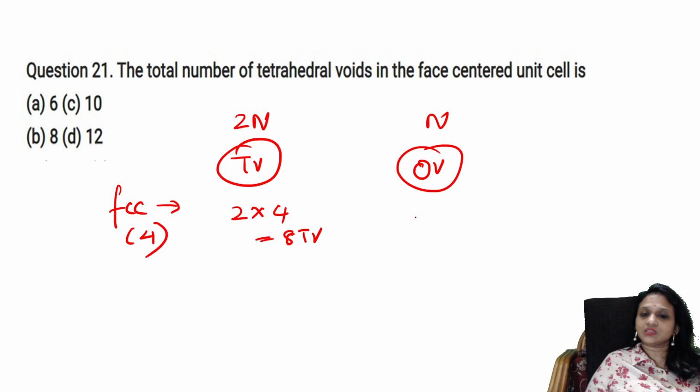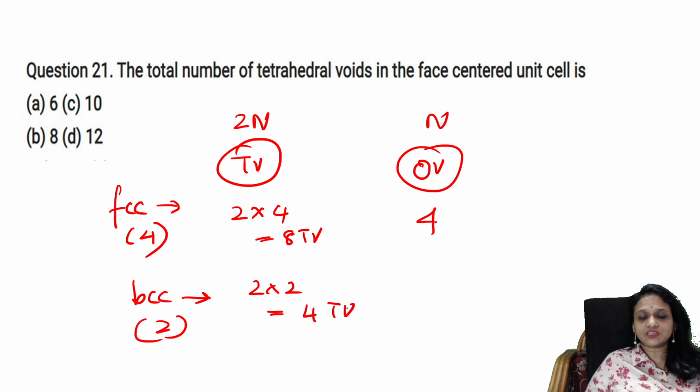How many OVs will be there? Only 4 will be there. Let us take BCC. BCC number of atoms are 2. So 2 into 2, 4 TVs will be there. How many OVs will be there? 2 OVs. Easy? Yes. Right. That is how you're going to calculate the TVs and OVs. Easy. So what is the number of atoms in this? Nothing but option B. Right. So option B is the correct answer.